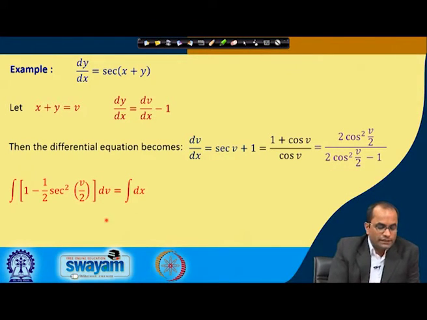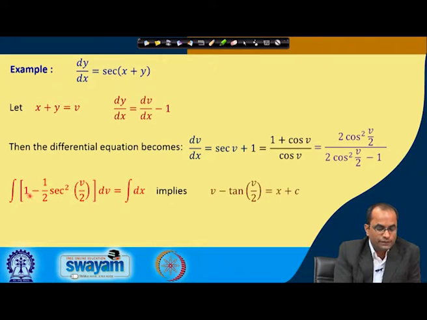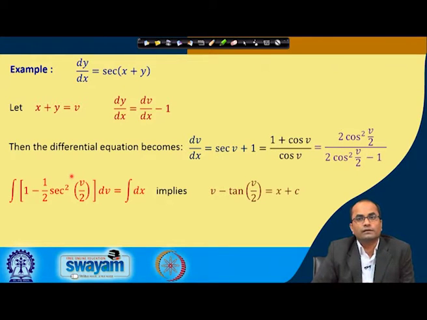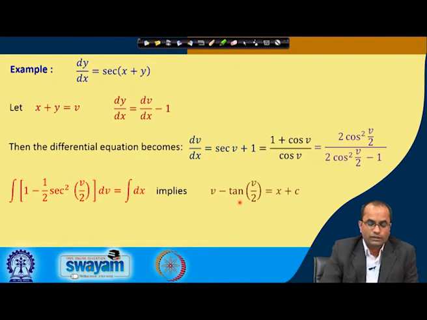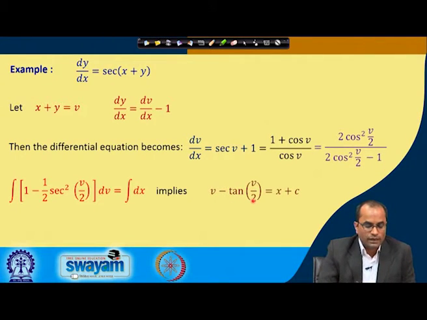So, now this we can integrate. So, this 1 when we integrate over v will give us v, and then here sec square v by 2. This half is already here. So, the sec square of v by 2 will give us tan of v by 2. So, we have the integral of the left side: v minus tan v by 2, and the right hand side is just x plus the constant of integration.